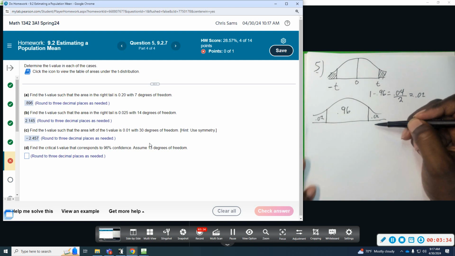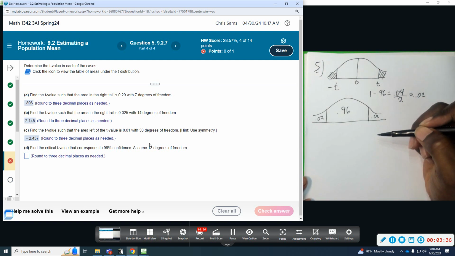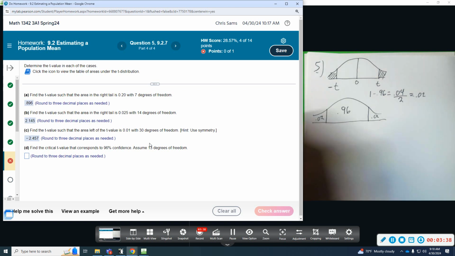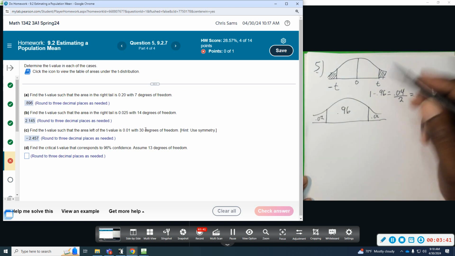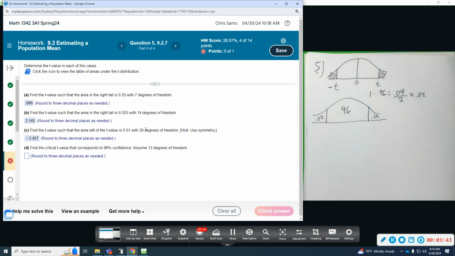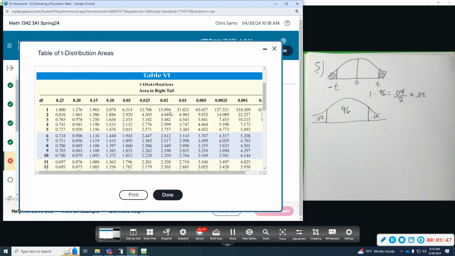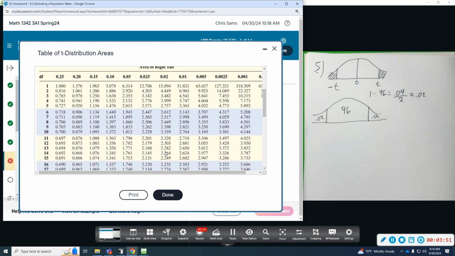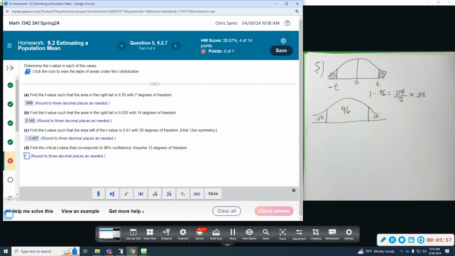And then we look at our degrees of freedom, which is 13, and then I can find the critical value. So 0.02 with 13 degrees of freedom. 2.282. And it'll be the same if you did the negative 2.282. So I think they just want that one.